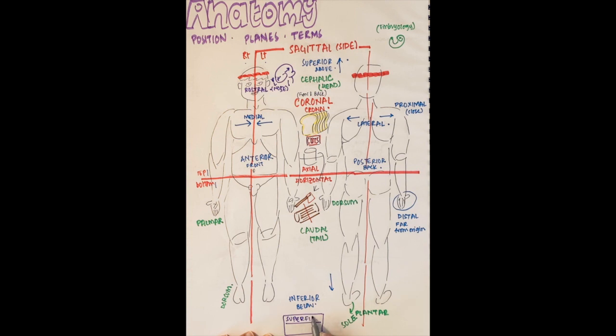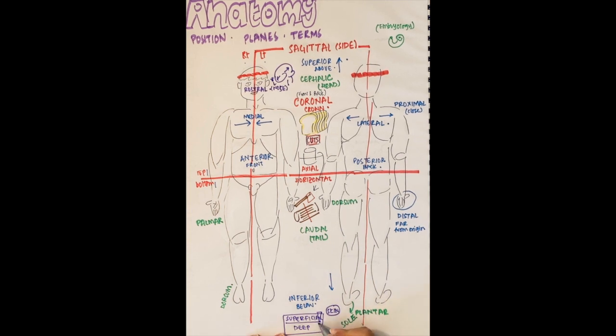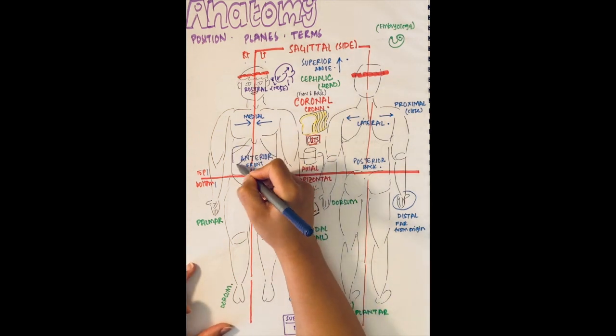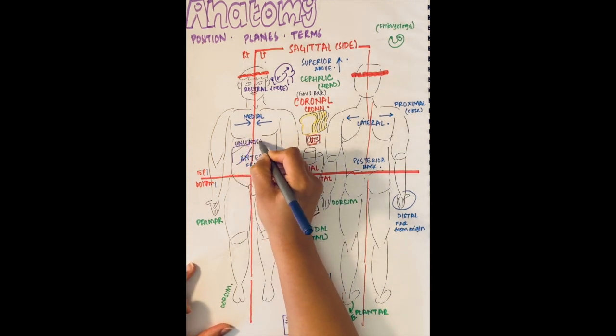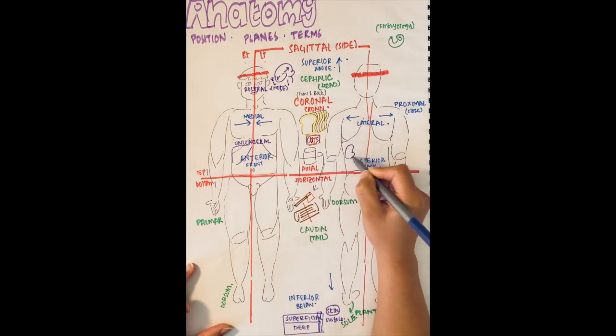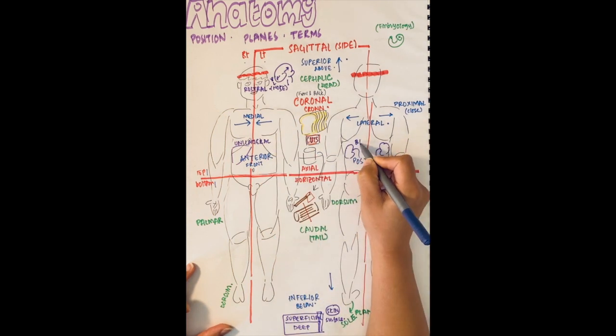Superficial and deep are used to describe wounds and also closeness to the skin. So for example, bones are deeper to muscles and muscles are more superficial. Last but not least, organs can be unilateral, which is one-sided, or bilateral, which is present on both sides.